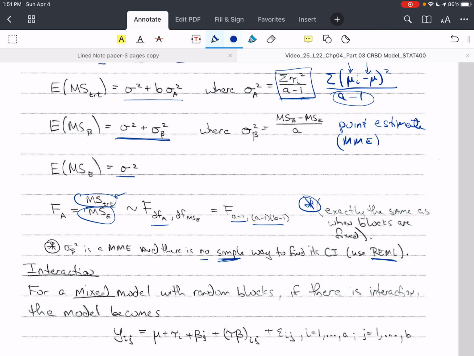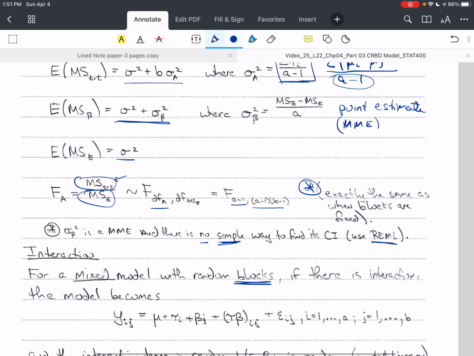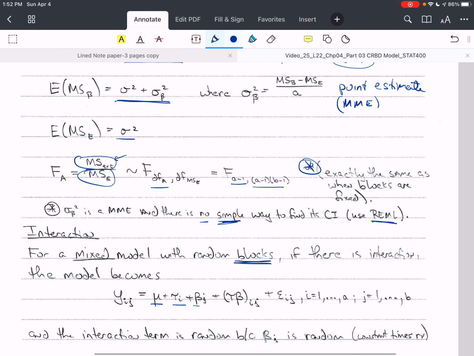So for a mixed model with random blocks, if there is interaction, then the model becomes this: mu plus tau_i plus beta_j plus (tau beta)_ij and epsilon_ij. i goes from 1 to a, j goes from 1 to b. Remember, k is just 1, so testing for interaction is not possible. There's no way to test for interaction. We'll see that in Chapter 5. We need replications in order to do that. Usually 3 or more, 3 as a minimum.